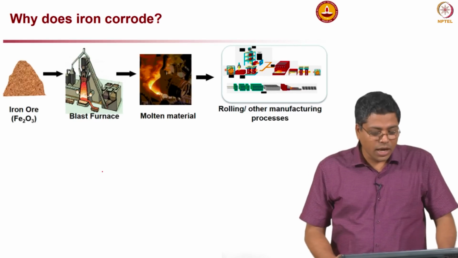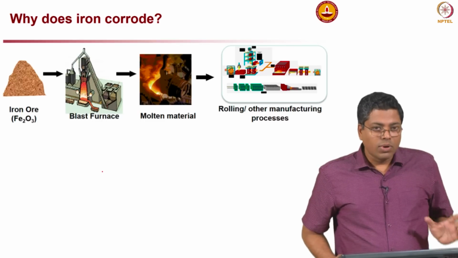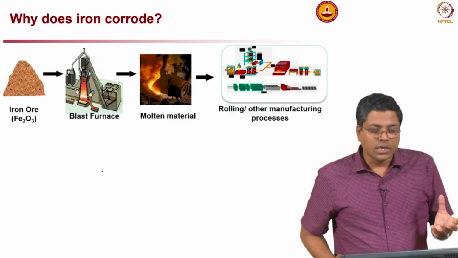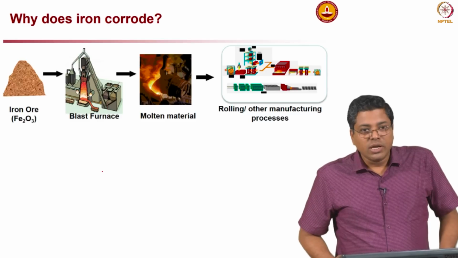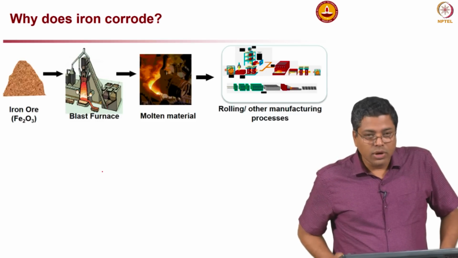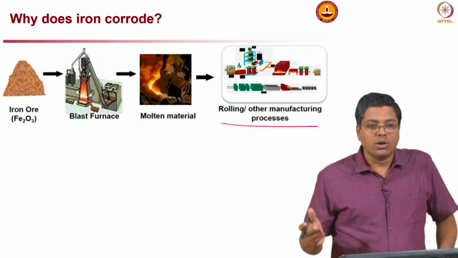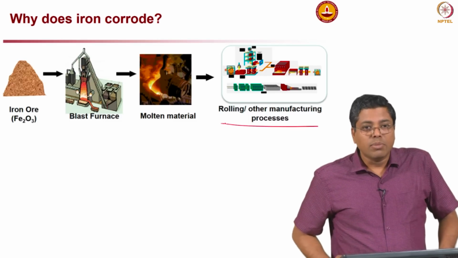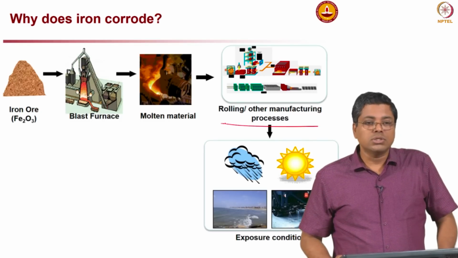First, why do iron or steel actually start corroding when we put them in a concrete structure? How do we make steel? It is made from iron ore: you take the iron ore and heat it in a blast furnace. That means you are introducing heat energy into the system, and after that you roll it into a particular shape, which may be a rebar or a structural steel section, whatever that is. So, you are imparting some mechanical energy into the system.